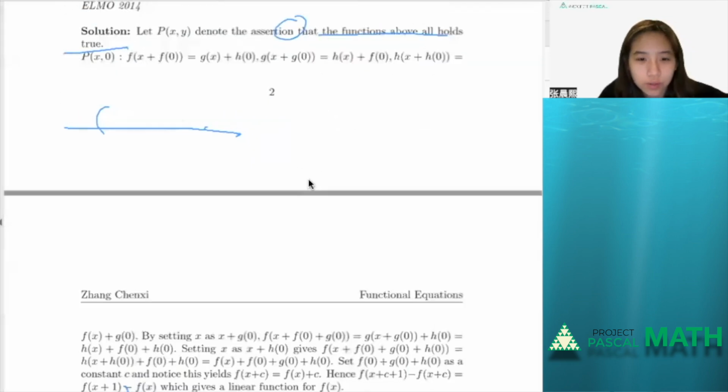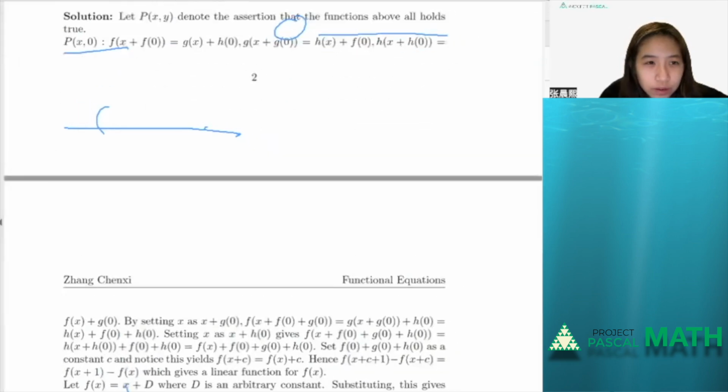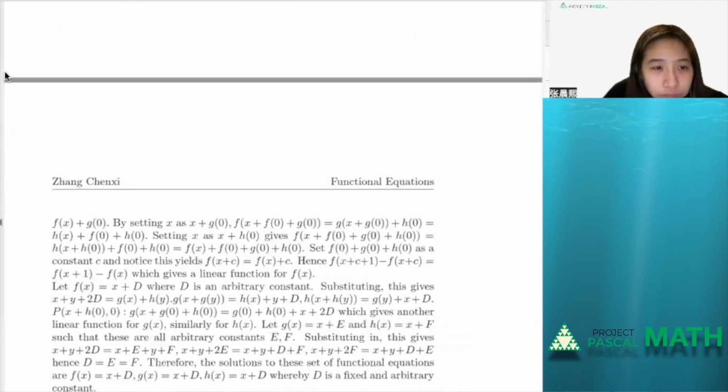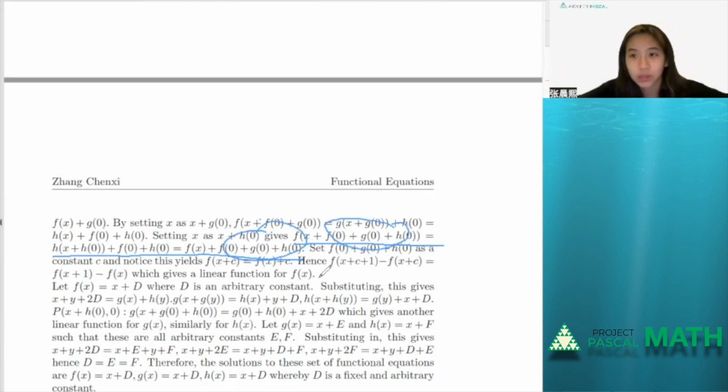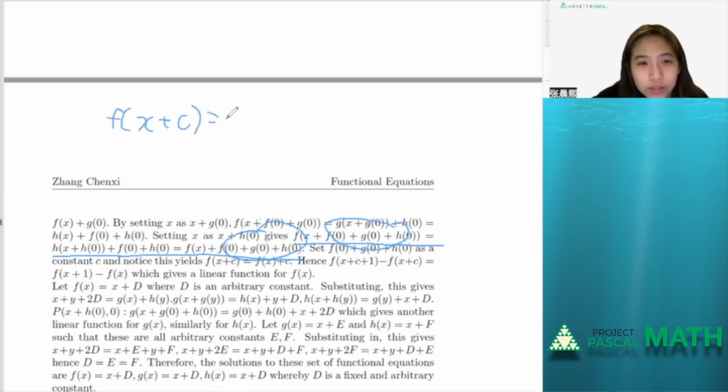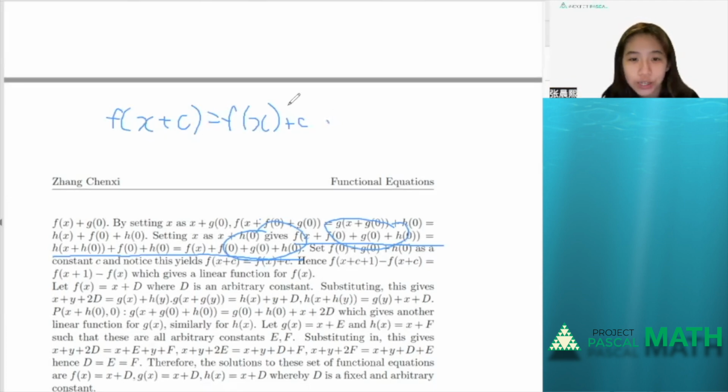And then you do some switching around at the below part. Yeah, the below is more tedious computations, but then you realize that you get this equation, where this is a constant and this is a constant. So once you sub this constant as c, you're able to get f(x) plus c equals f(x) plus c. And this is suspiciously linear, which it actually is.